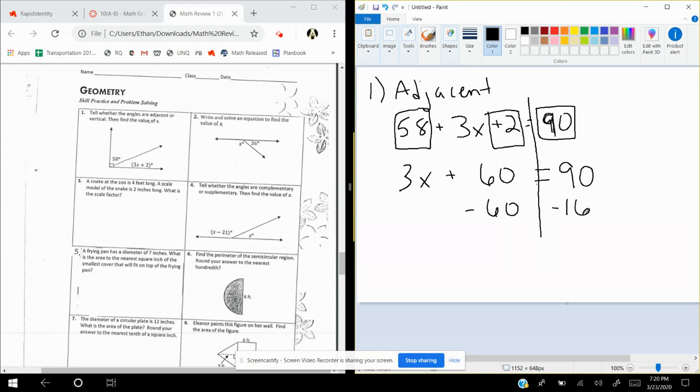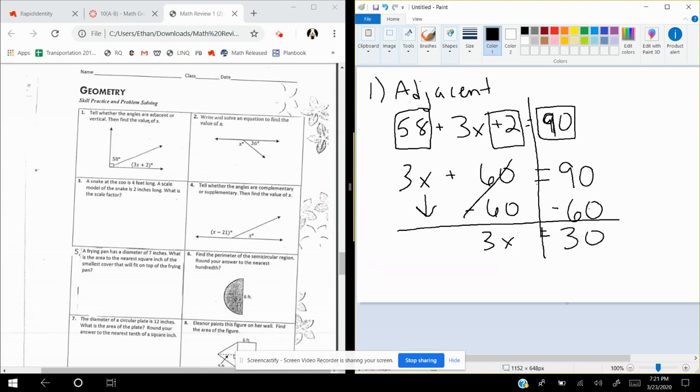I don't know why I did that. Let me do that again. Messed up there. There we go. All right. So we got 60. 60 minus 60 is going to become 0, and that 3x is going to drop down below that. Now I'm left with 3x equals 90 minus 60. 90 minus 60 is going to be 30.